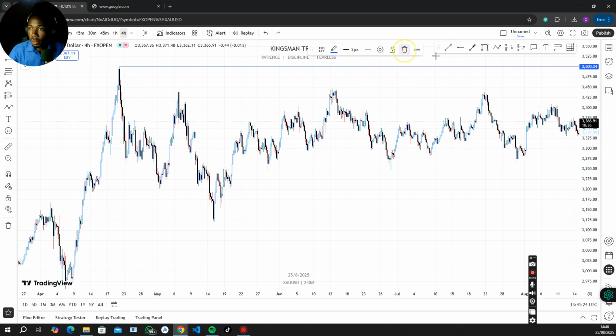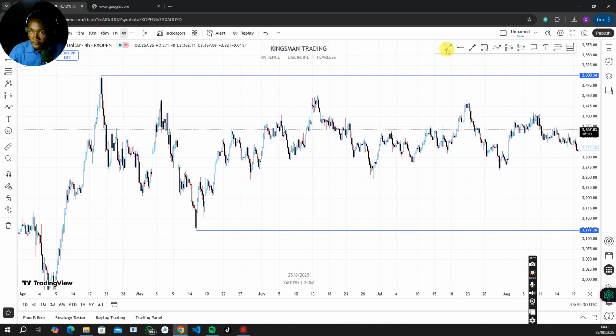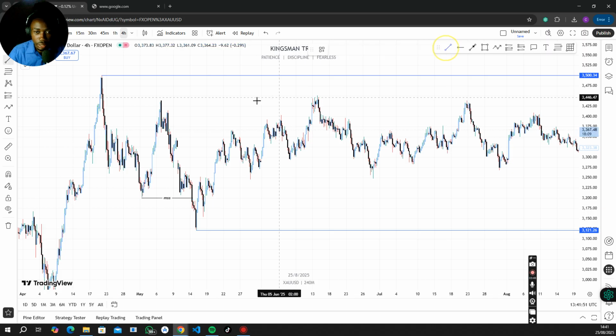So let me mark this out so we can have it all pointed out. Now after saying this, I'm going to mark this as our market structure shift right here, and this high here is going to be our failure swing, which is going to act as buy side liquidity for price to take out.